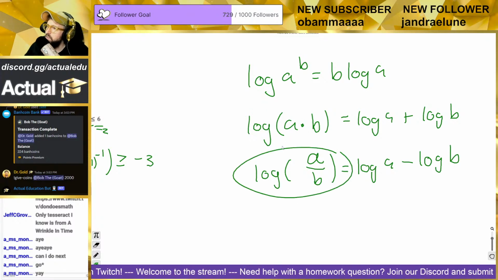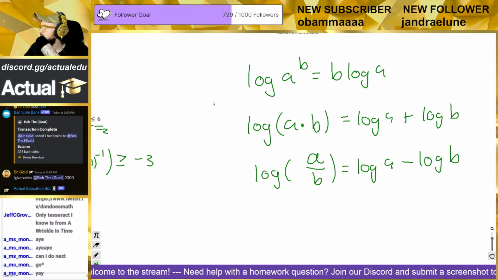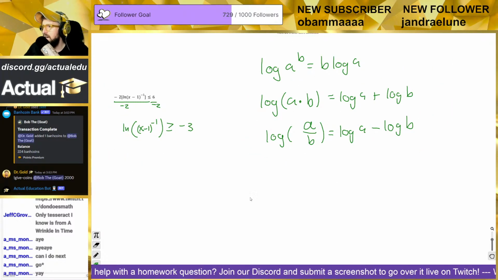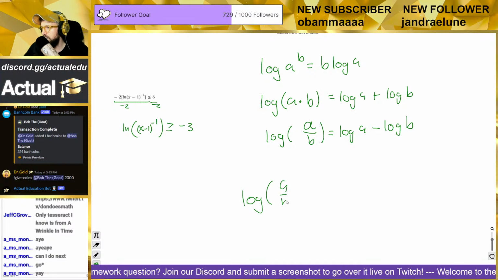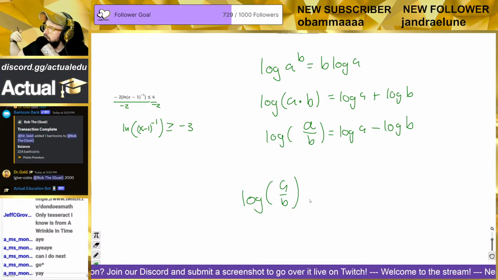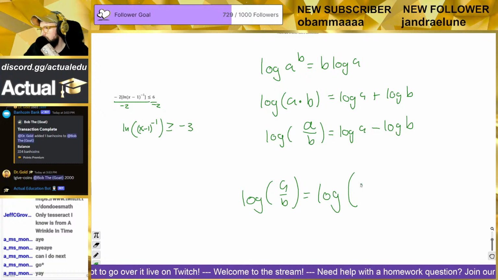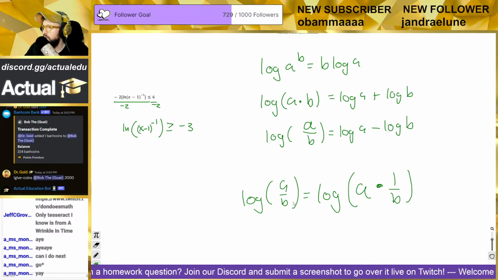You can actually prove this one based on these two. It's actually pretty cool. If you want to see it real quick, I'll show you. So let's say I have the log of a divided by b. What's another way to write dividing by something but multiplying? So instead of dividing by b, what am I multiplying by? 1 over b. Does that make sense? I know I worded it kind of weird. Dividing by b is the same thing as multiplying by 1 over b, right?